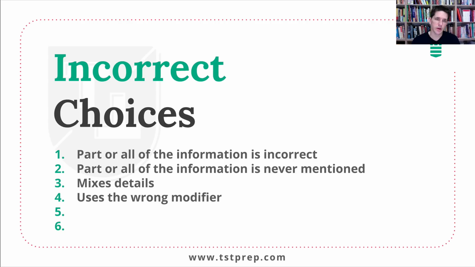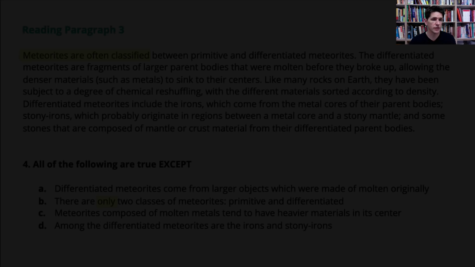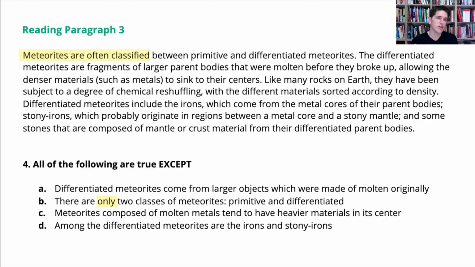The wrong modifier. This is a really popular way to make a wrong choice because it's so easy to make a wrong choice this way. All you have to do is change one tiny word. You change one tiny word, the modifier completely changes the meaning of the sentence. Look at here. A, most meteorites fall to Earth's surface after they are vaporized. Here it says some meteorites do end up landing on Earth's surface. All they did was change the modifier. That's it, and it's wrong. Another example, meteorites are often classified, and here it says there are only 2 classes. So often classified does not mean always. Only means 100%. So B cannot be correct. One tiny word completely changes the meaning.